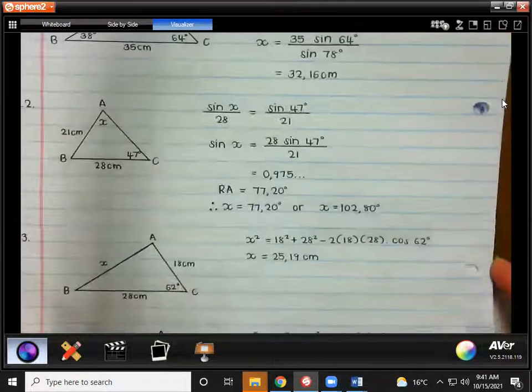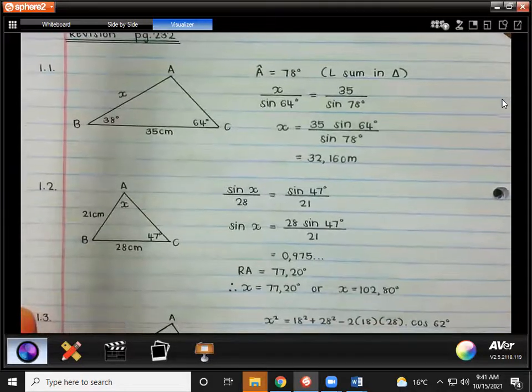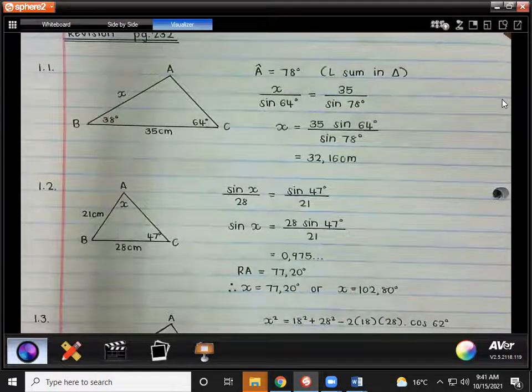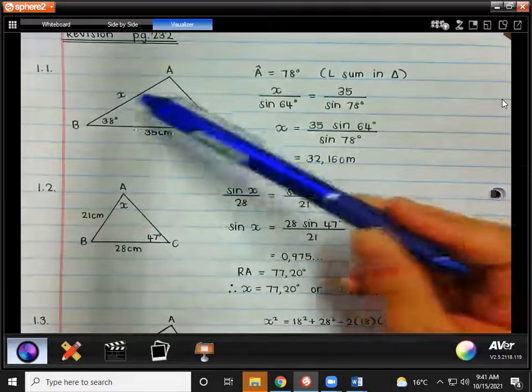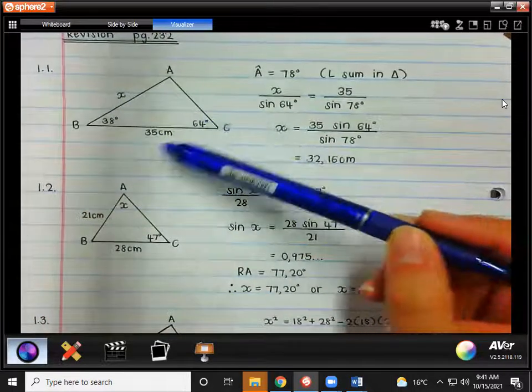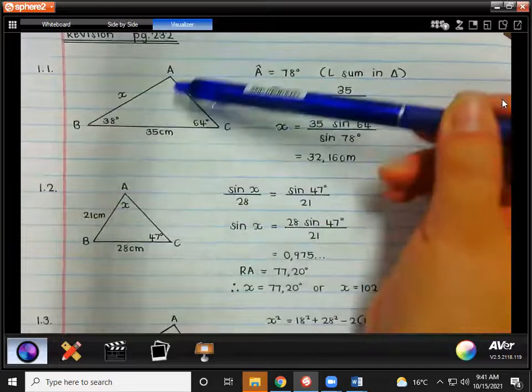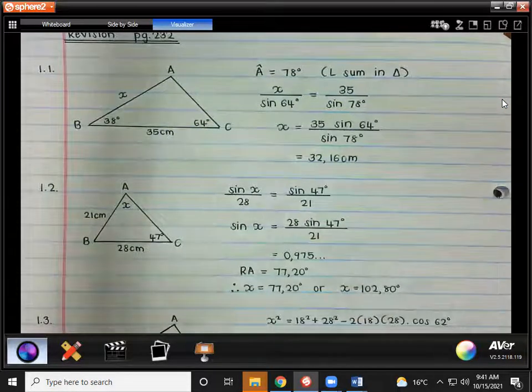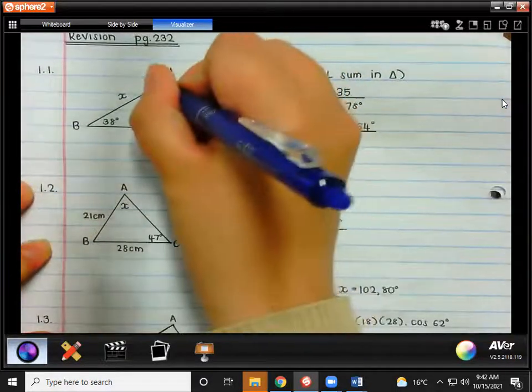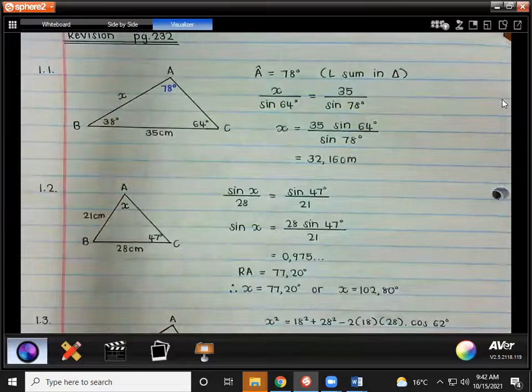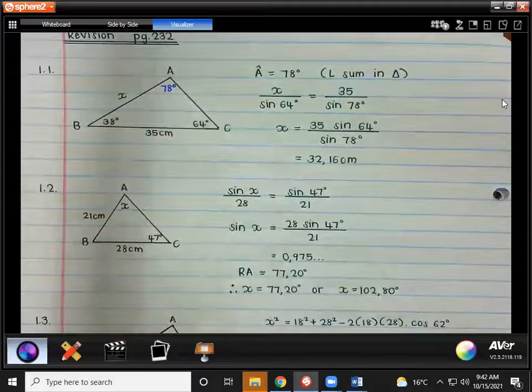Okay, let's look at revision number 1. I think this was a bit easier than the previous one. For 1.1, you had to find side x. So I thought, okay, let's check if I can use sine rule. I have the opposite angle there, but I don't have another pair. So I would have to find that angle there. Then I have another pair. So I found A just using angle sum in a triangle. So A was 78. And then I used sine rule from there.